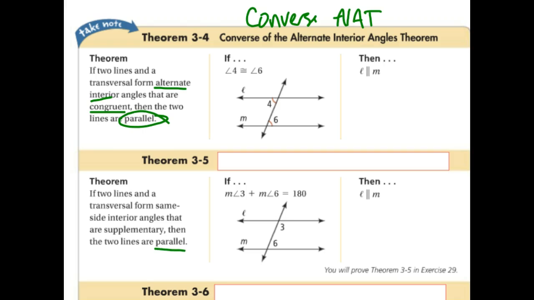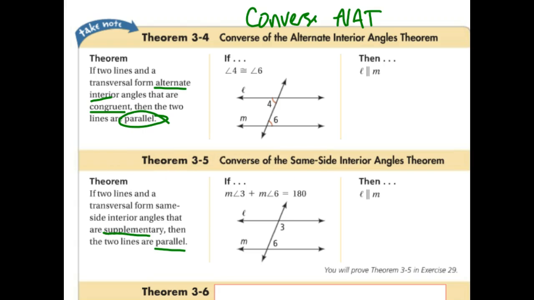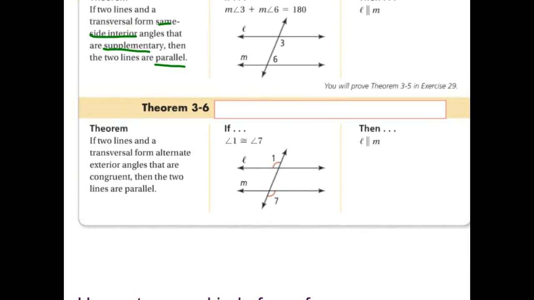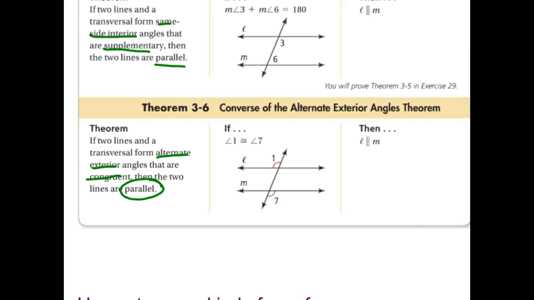Same side interior says a very similar thing. Converse of the same side interior says if your same side interior angles are supplementary, your lines are parallel. I abbreviate this one, following that same pattern, converse of SSIAT. Then the last theorem: if two lines and a transversal form alternate exterior angles that are congruent, your lines are parallel. I abbreviate that one as converse of AEAT.